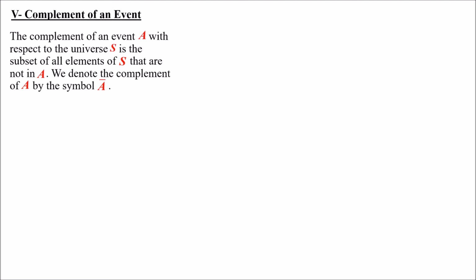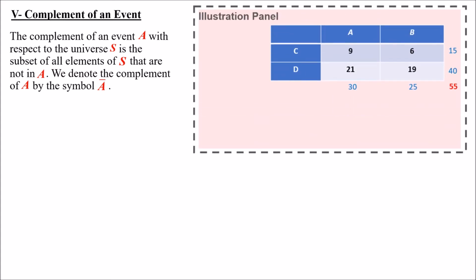Number 5. Complement of an event. The complement of an event A with respect to the universe S is the subset of all elements of S that are not in A. We denote the complement of A by the symbol A bar. English-wise, it's somehow difficult to understand, but let me go through further explanation.